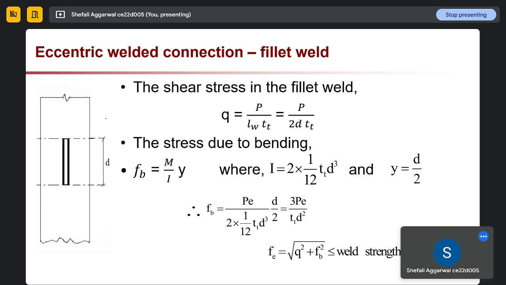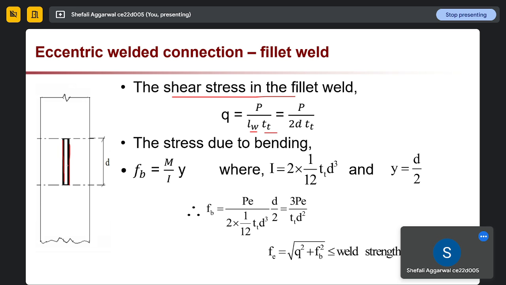Next, first we will come to the fillet weld. The total length of our fillet weld is called D, the effective depth. So first thing is shear stress. Shear stress is load upon area. In this case, area will be effective length and throat thickness, right? So effective length in case of fillet weld will be given by 2D, as you can see.